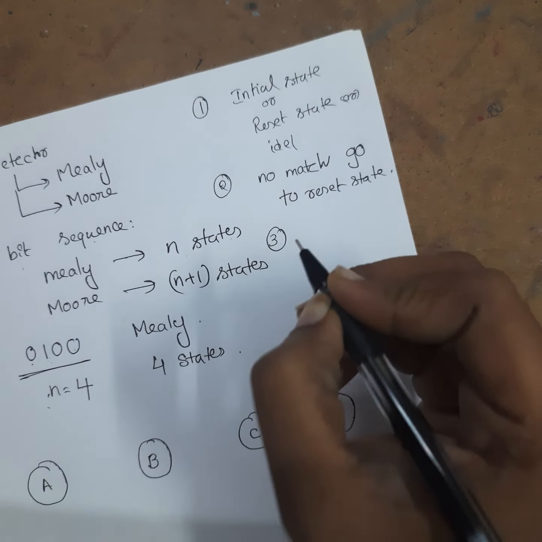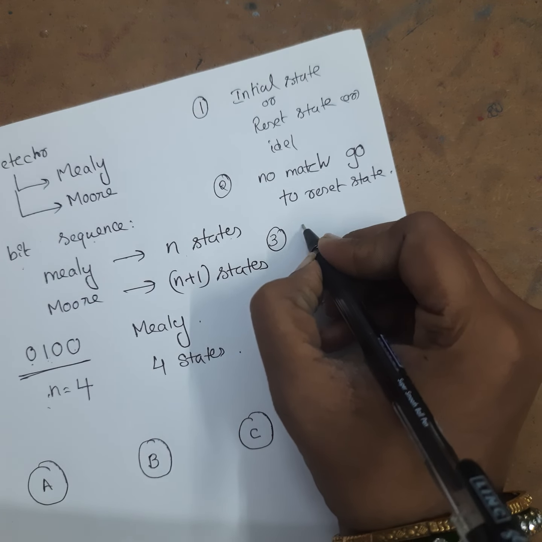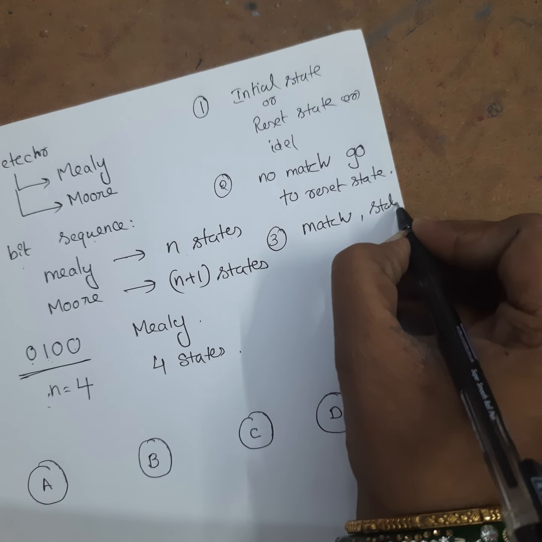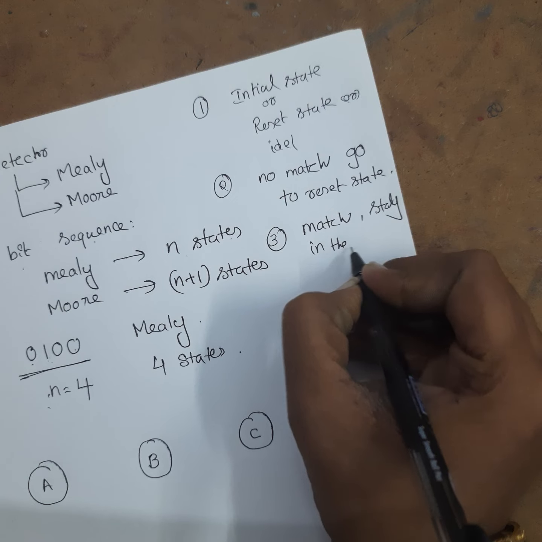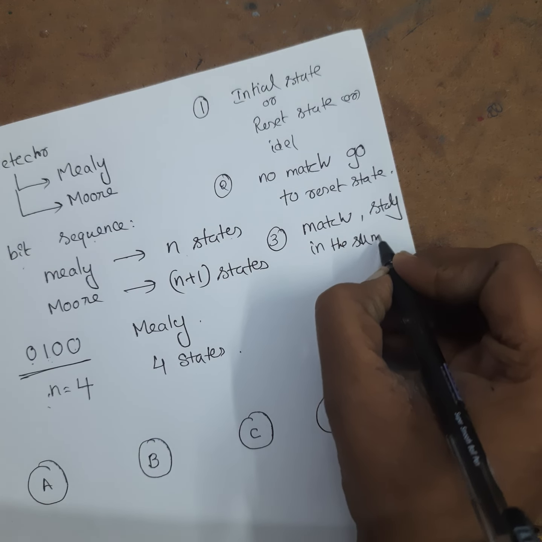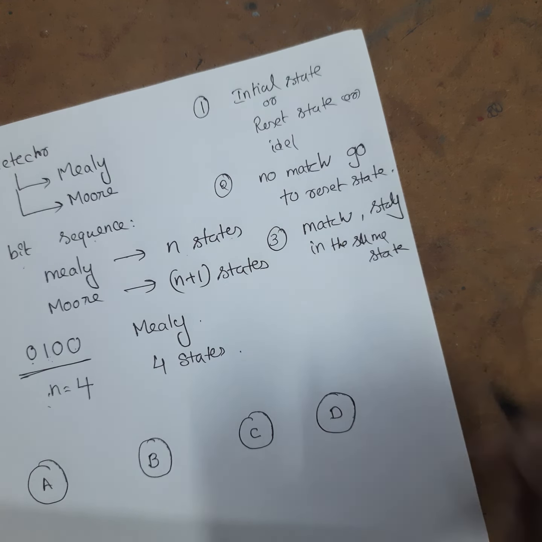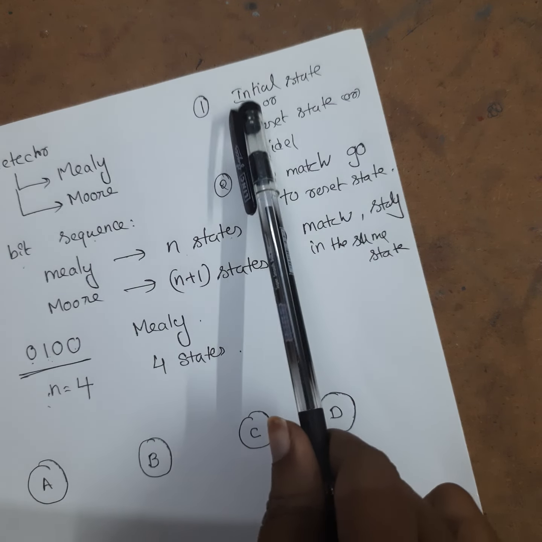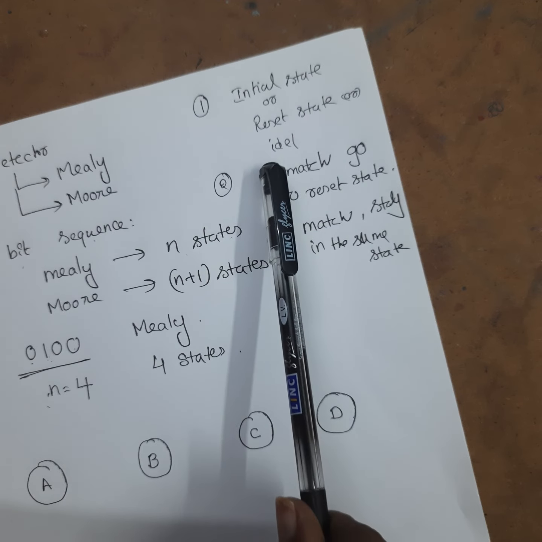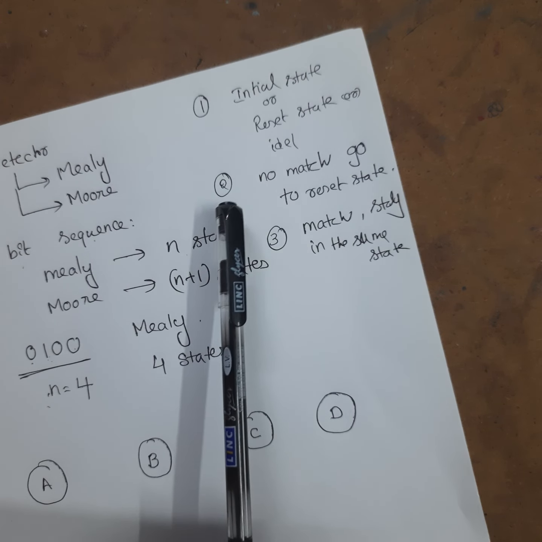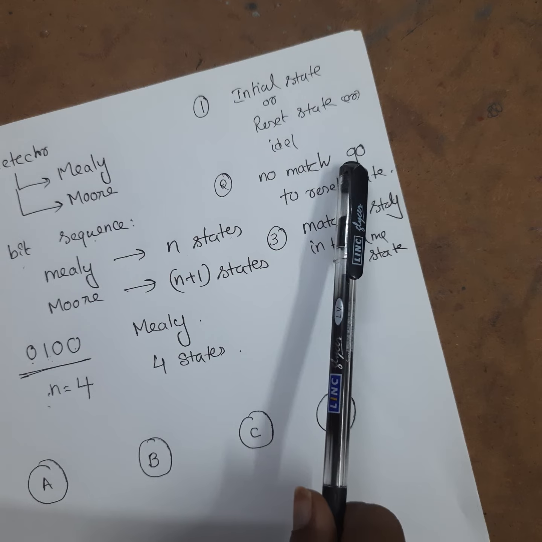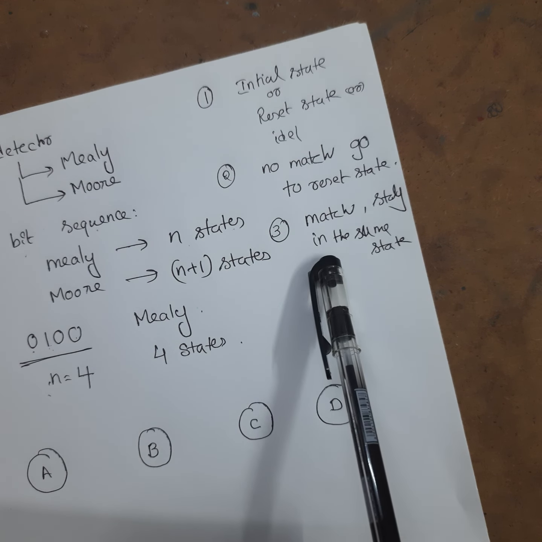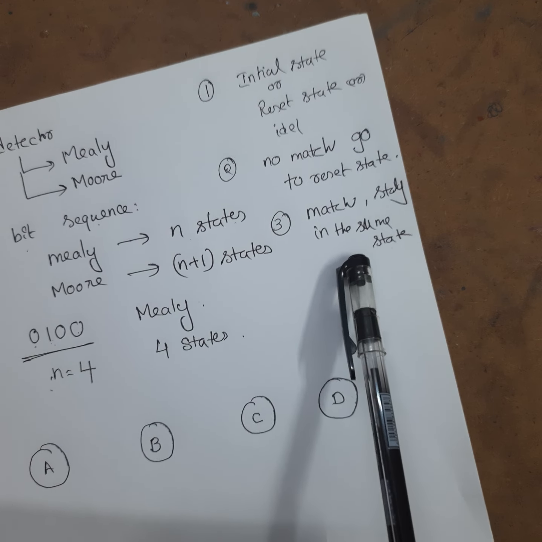What is the third rule? If there is a match, stay in the same state. Just remember these three rules. The first state is always called the initial state or reset state or idle state. The second rule is if there is no match, go to the reset state. And the third rule is if there is a match, stay in the same state.